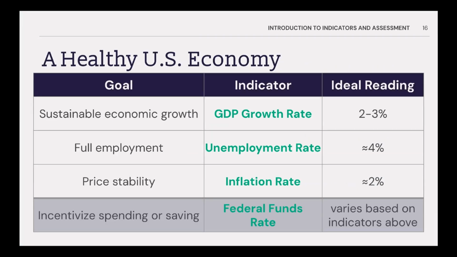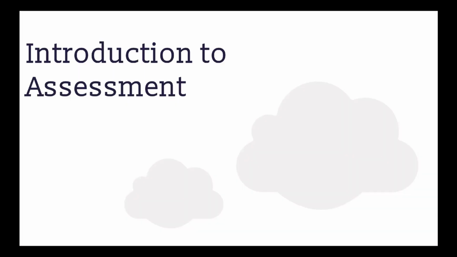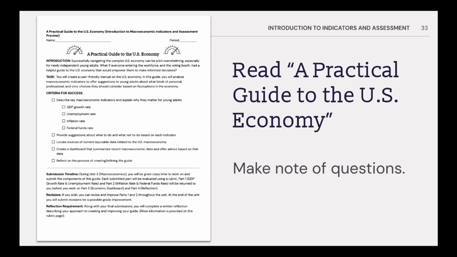So for a healthy U.S. economy, we want to look at the GDP growth rate, the unemployment rate, the inflation rate, and the federal funds rate. I'm going to skip over the slides that introduce each of those 4 indicators. Again, that is just an introduction, and throughout the unit we'll get more into all 4 of these. Then we'll go into introducing the assessment.